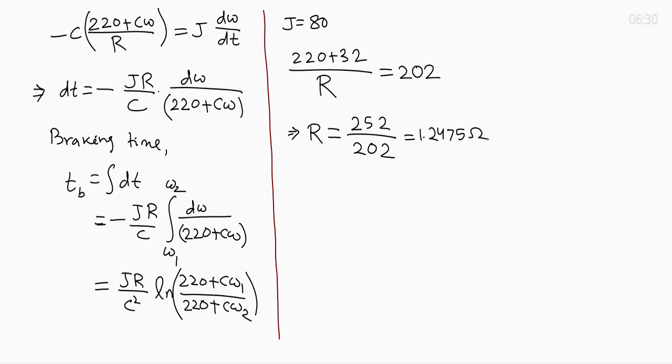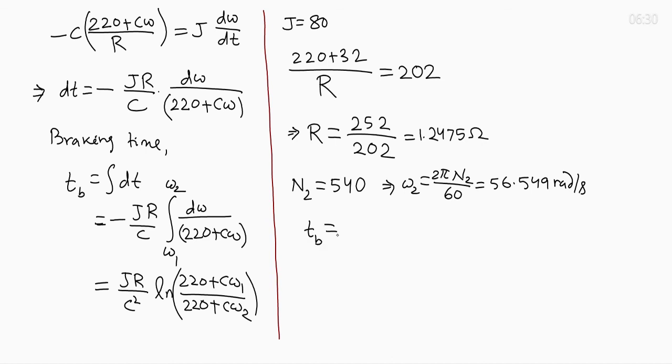So, now J is there, R is there, C is already determined, and omega 1, omega 2: N2 is 540 rpm, speed is to be reduced to 540 rpm. So, from this you get omega 2 equals 2 pi N2 by 60, N2 is 540, so that it is 56.549 radian per second. So, C is already determined, and substituting these values you get the braking time TB equals 64.33 second. This is the solution. Thanks for attention.